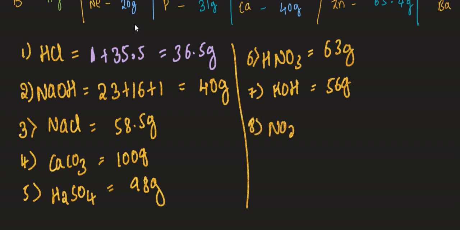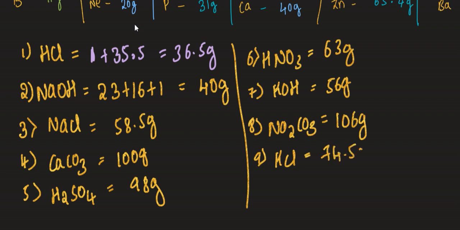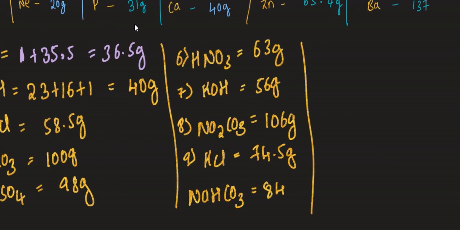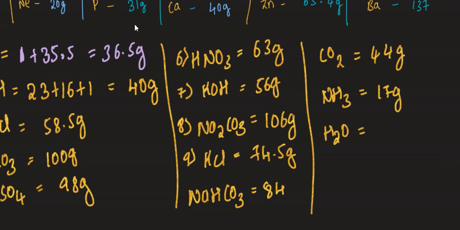Next, Na2CO3, sodium carbonate, which is 106 grams. Next, KCl, potassium chloride, which is 74.5 grams. Next, sodium bicarbonate, and its weight is 84 grams. Then carbon dioxide, which is 44 grams. Ammonia, which is 17 grams. H2O, which is 18 grams. So these are a few frequently used compounds in our chemistry.